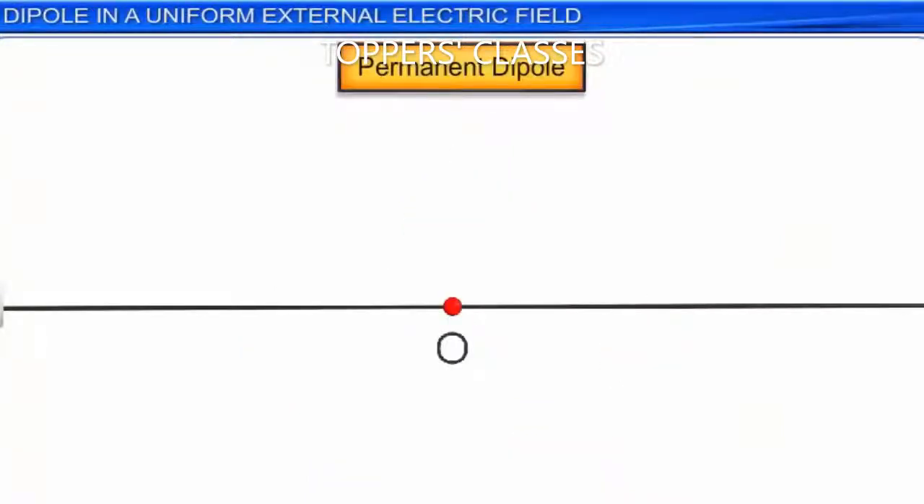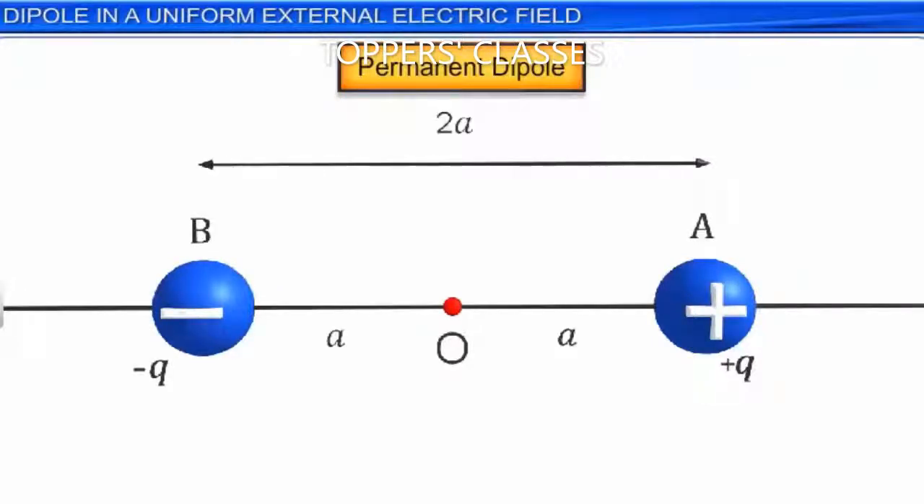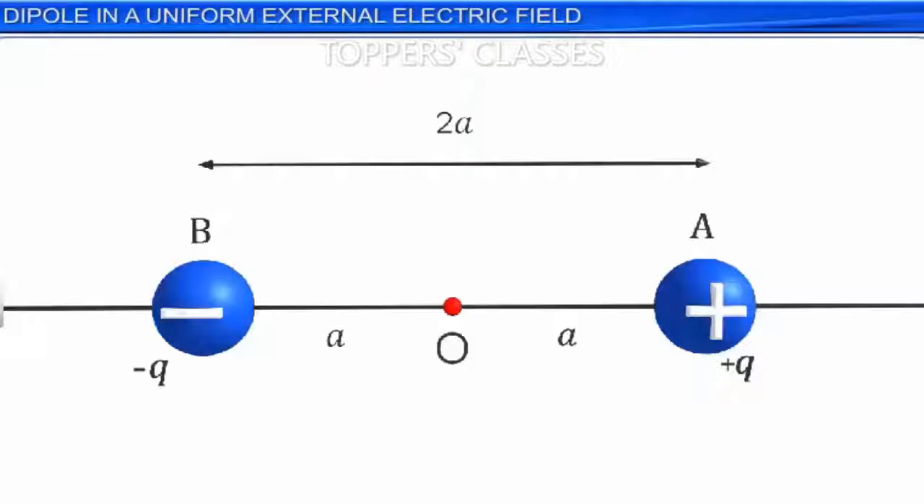Consider a permanent electric dipole having a positive charge plus Q at A and a negative charge minus Q at B separated by a distance 2a. A permanent dipole is one which has a dipole moment irrespective of the presence of an external electric field. The electric dipole moment p of the dipole is equal to 2aQ, directed from minus Q to plus Q along the axis of the dipole.